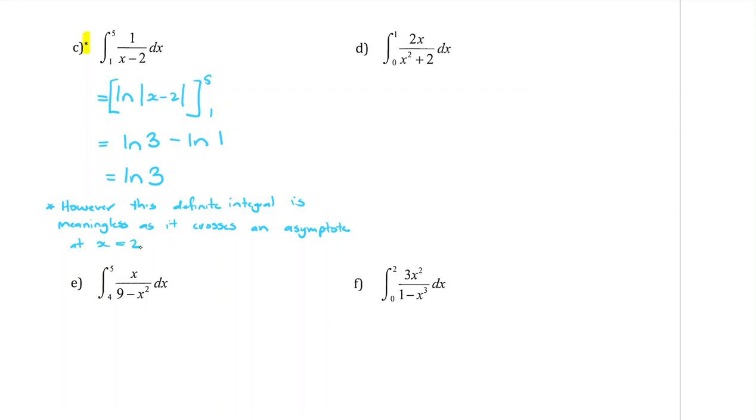All right, let's try D. What's the derivative of the bottom? 2x. Ooh, it's perfect. So we can integrate it straight away to be ln of the absolute value of x squared plus 2 between 0 and 1. Okay, let's sub in. ln of, sub in the 1, we get 1 squared plus 2, which is 3. Good. Minus, sub in the 0. Good. ln of 2.